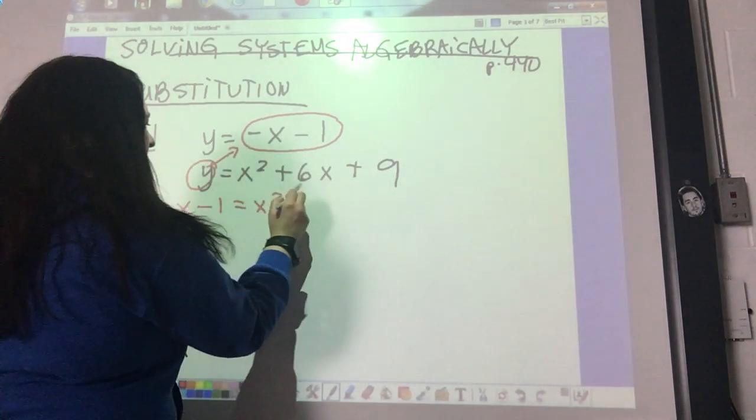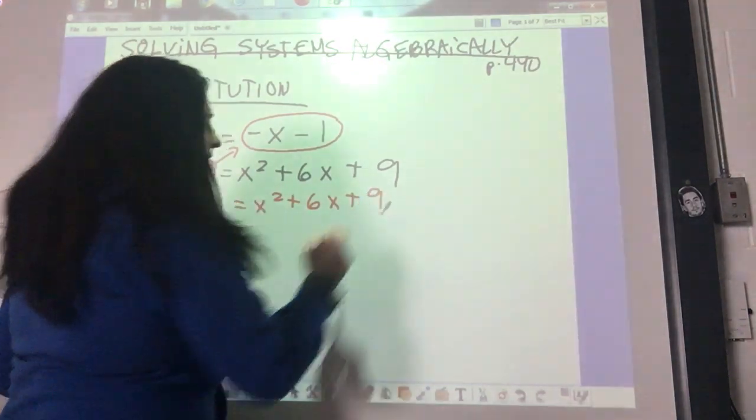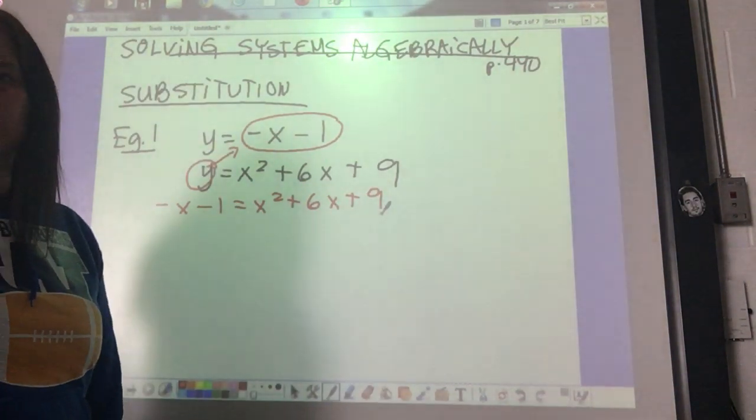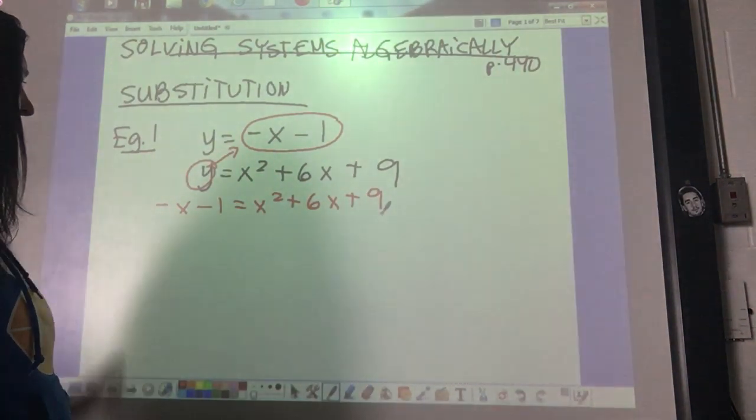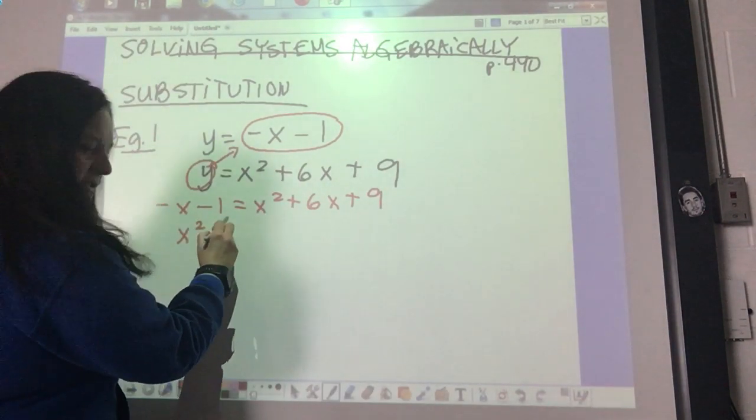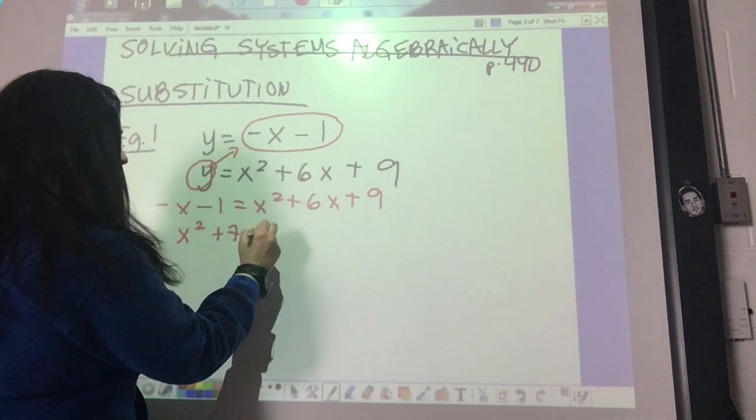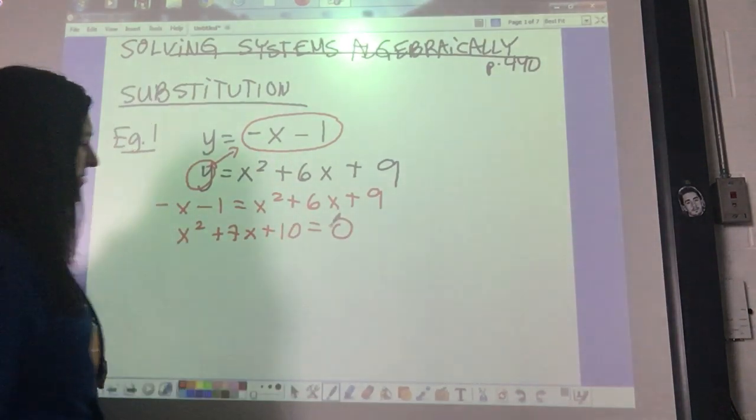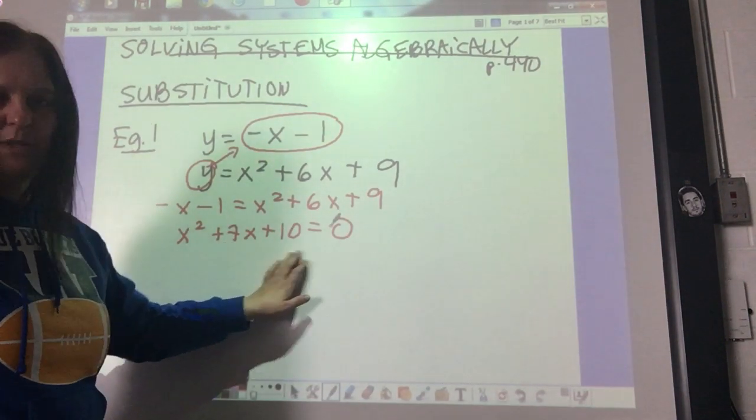So we did learn that method last year. And that's it. The rest of it is solving quadratic equations, which we did in the month of February. So we're going to collect like terms. I'm skipping some steps along the way. So if you do the math correctly, your quadratic equation is x squared plus 7x plus 10 equals 0.